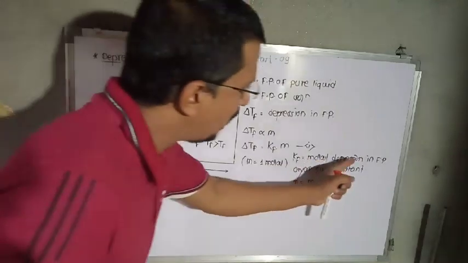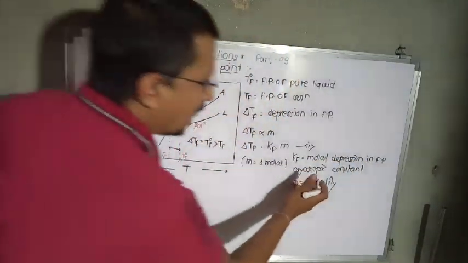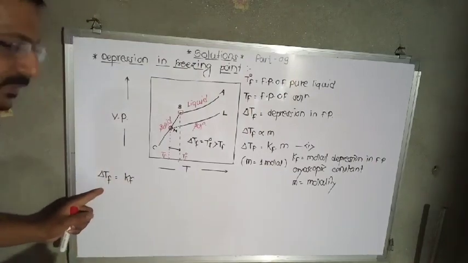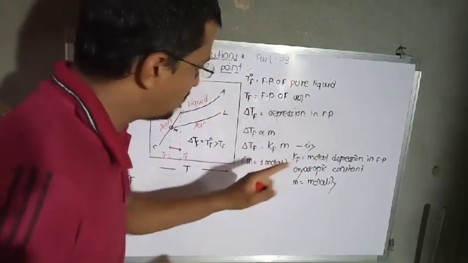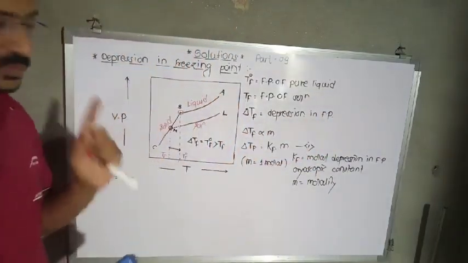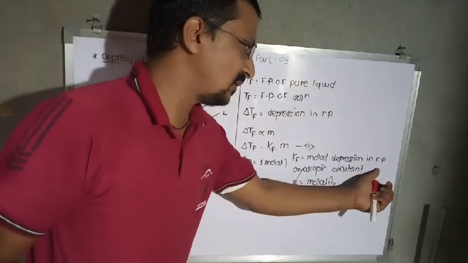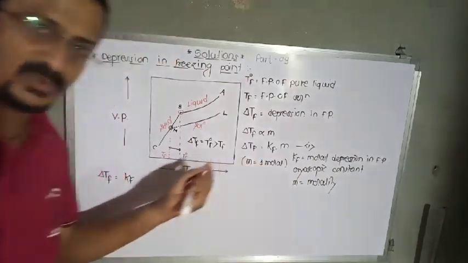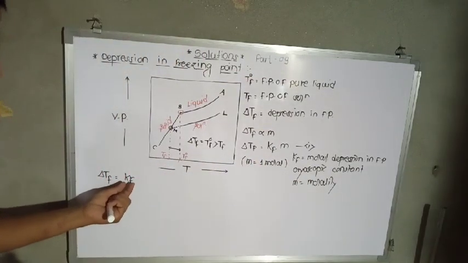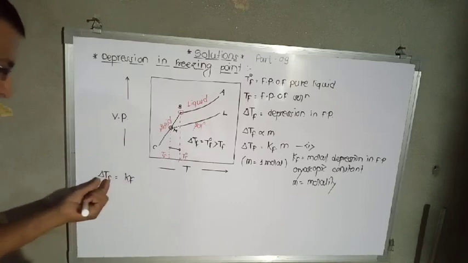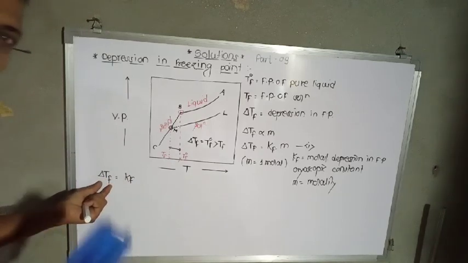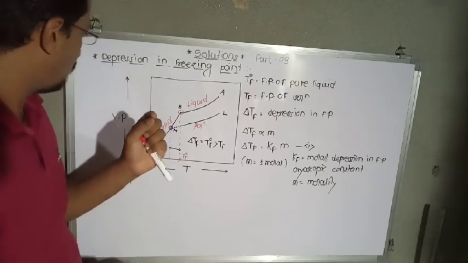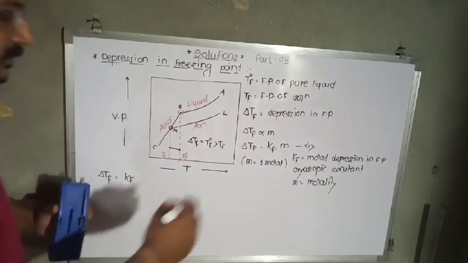Molar depression in freezing point or cryoscopic constant is defined as equal to delta TF, that is, the depression in freezing point, when the value of small m is 1 molar. So we can define that KF is the molar depression in freezing point produced when the concentration of solution is 1 molar, isn't it? So this is a definition.